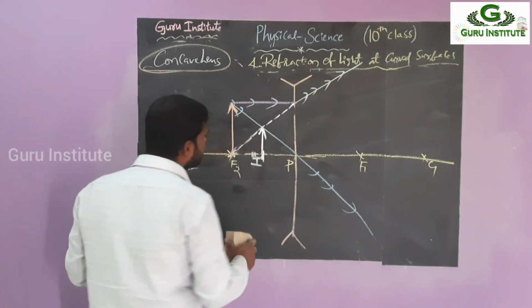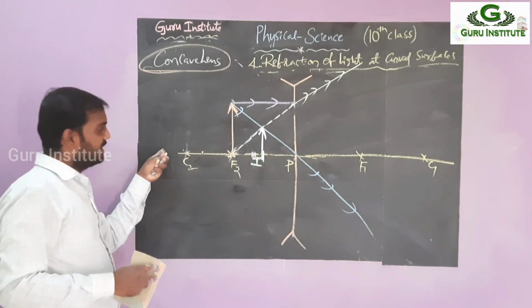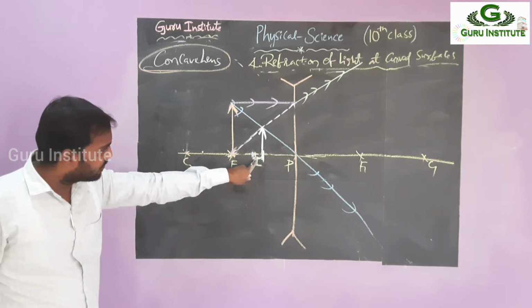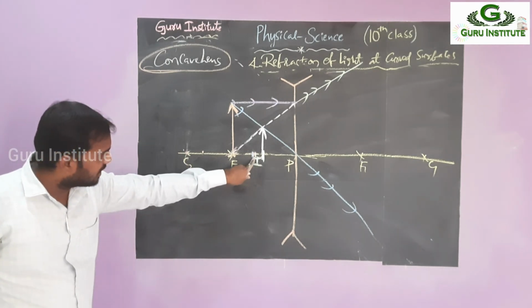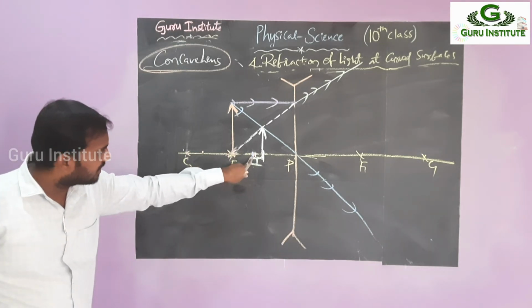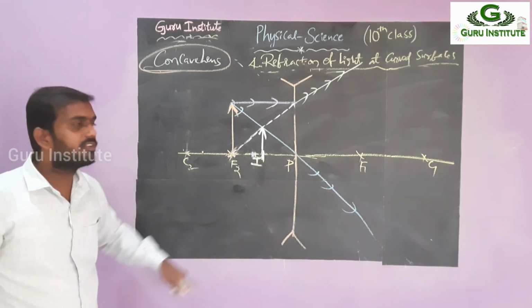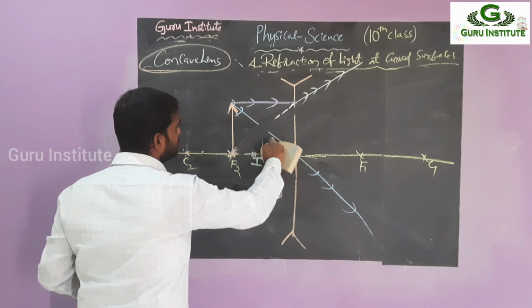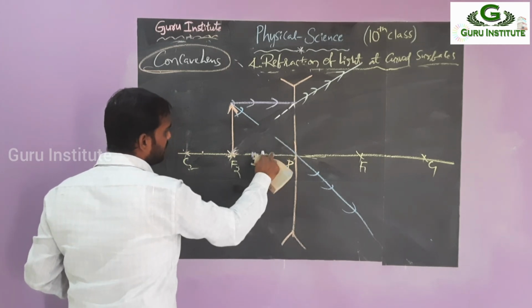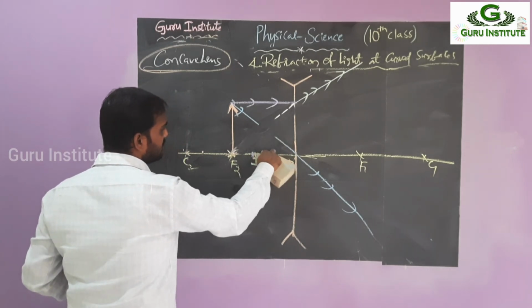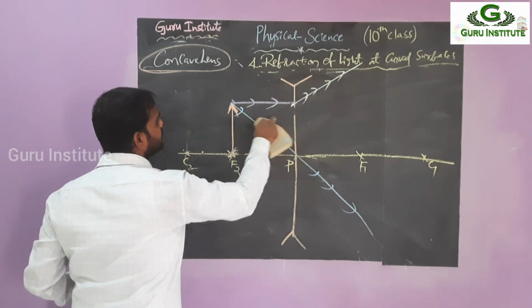So next, what is the last case? Beyond C, we are getting the image here. At C, I am getting it here. Between F and C, I am getting it here. At F, I am getting it here. Last case is what? Between F and P. Let's check. For your purpose, I am not rubbing these dot marks.